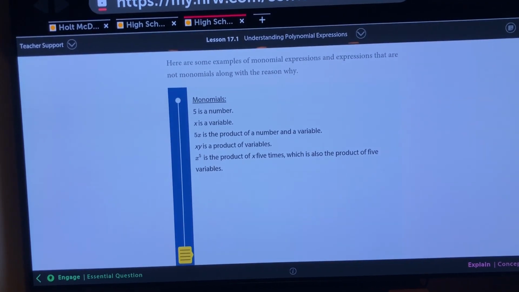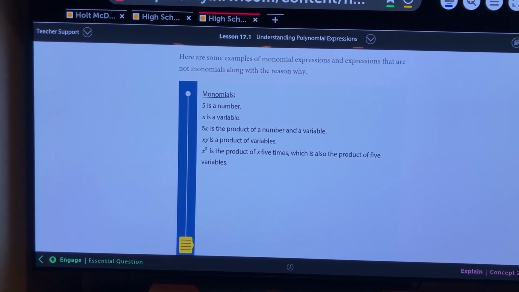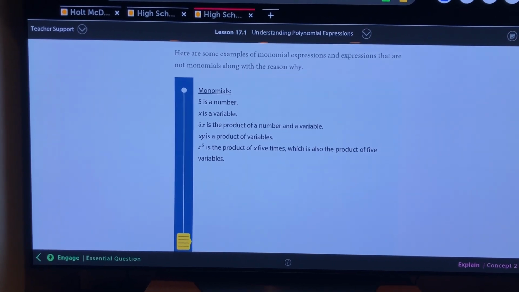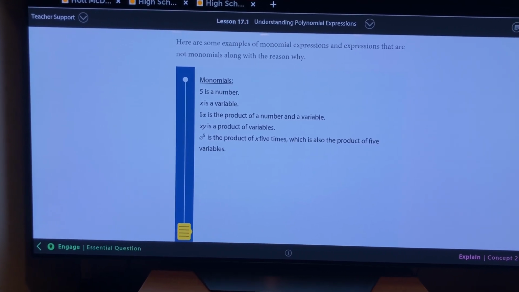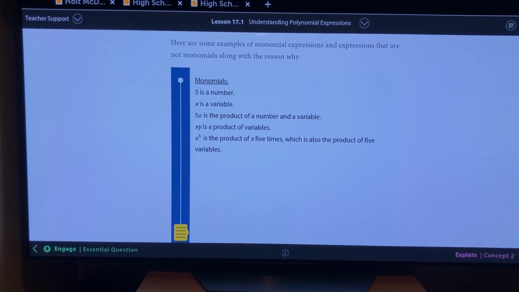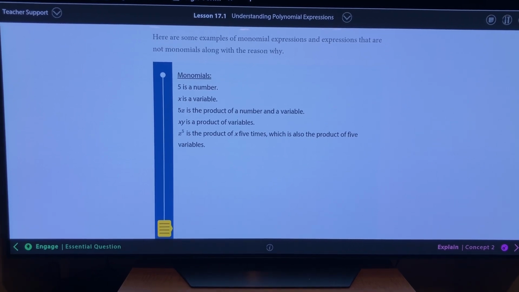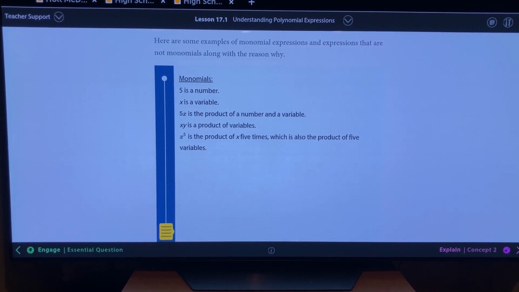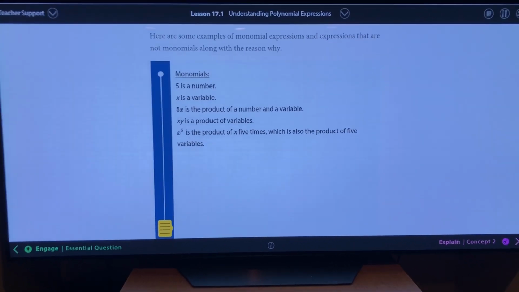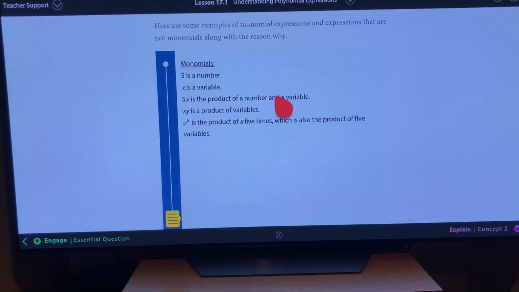Okay, so 5 is a number, x is a variable, 5x is the product of a number and a variable, xy again is the product of two variables, x to the 5th power is the product of x 5 times itself, which is also the product of 5 variables. Now let's see if I can get this up here. There's a few that aren't.